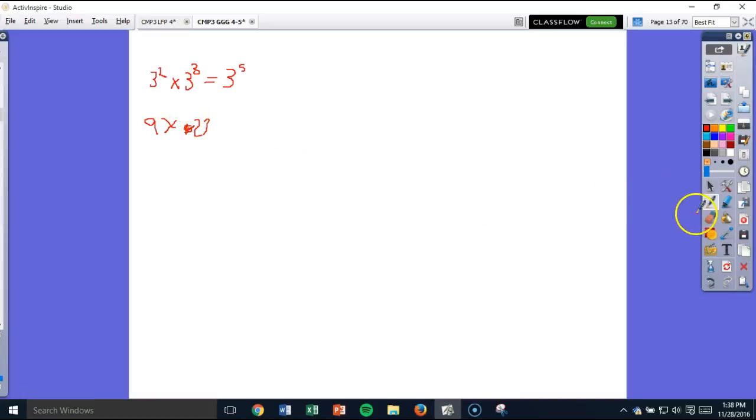Let's just go ahead and get rid of that. Sometimes we can just do better, can't we? So 9 times 27 equals, we've got 9, 3, carry the 6, 18, 243, I think. That should equal 3 to the fifth.